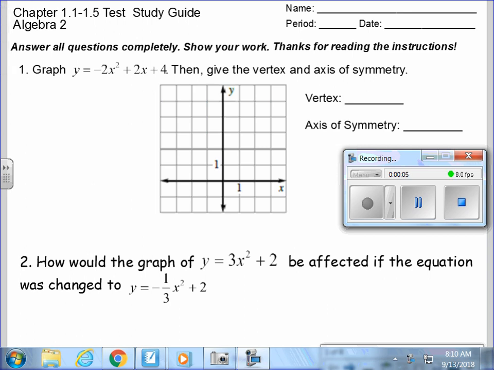We are going to talk about the study guide today and probably get, I don't know, the first half done. There's 15 problems, so maybe we can get the first 6 or 7 done. I'm not sure. We'll see how it goes.